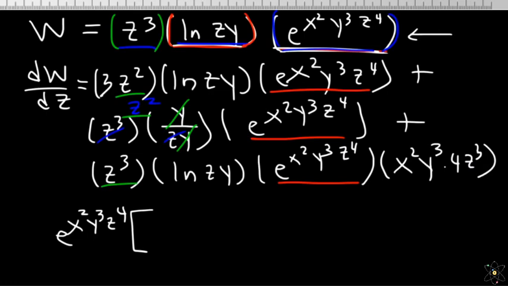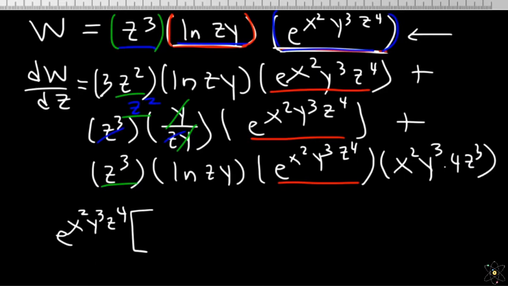Now let's say if we have this function. And all we want to do is evaluate the first partial derivative with respect to y at the point 1, 2, 3. So x is 1, y is 2, z is 3. Go ahead and try that.